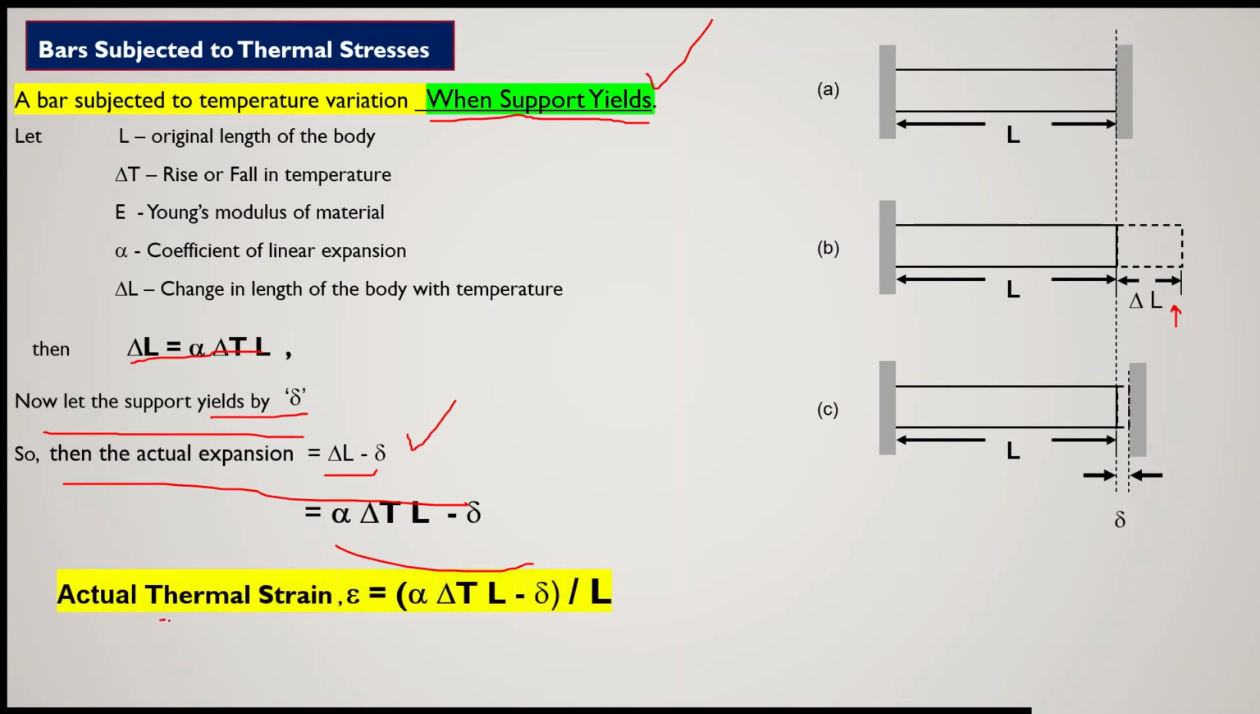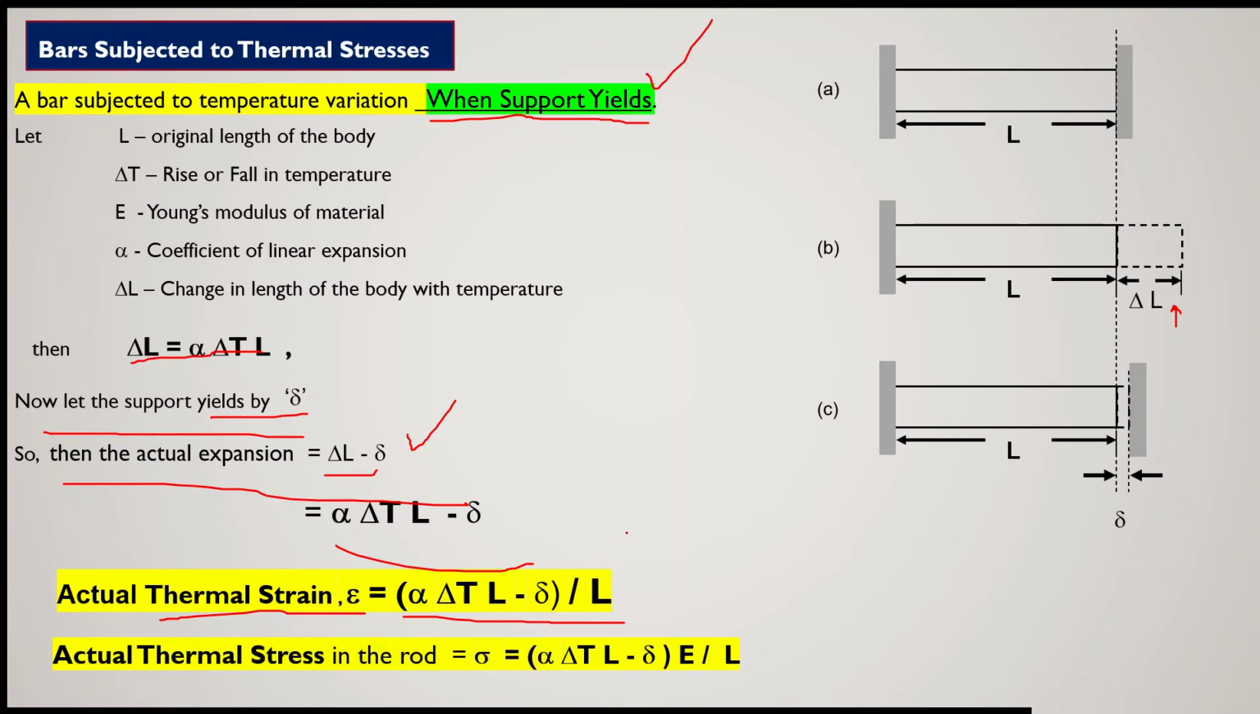So the actual thermal strain will be given by this formula, that is, actual expansion divided by L, that means change in actual length divided by original length will be the thermal strain. And from this we can easily calculate the actual thermal stress, that means actual thermal strain into modulus of elasticity. So these two formulae are very helpful whenever there is a case of yielding of the supports.